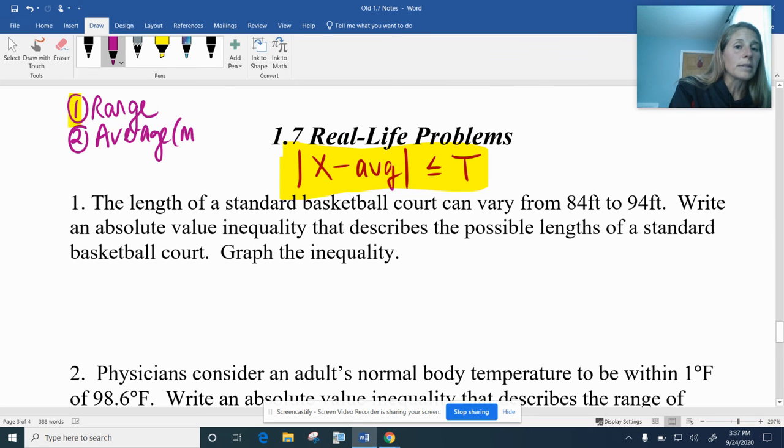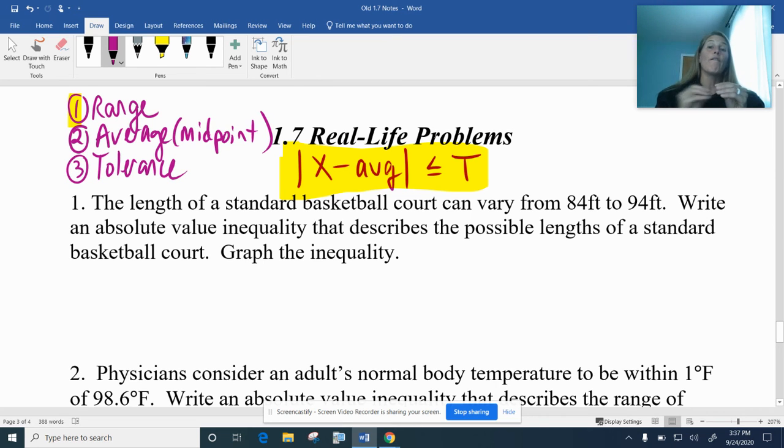And I'm going to write in parentheses midpoint, because if you have a range of two things, the middle of the outer two numbers would be your average, right? And then the third thing we're looking at is the tolerance. That is kind of like a standard deviation, if you've ever heard of that, but it's really how far away you can go from that ideal or that average. So those are the three things. You're going to need at least two of them to do the problem.